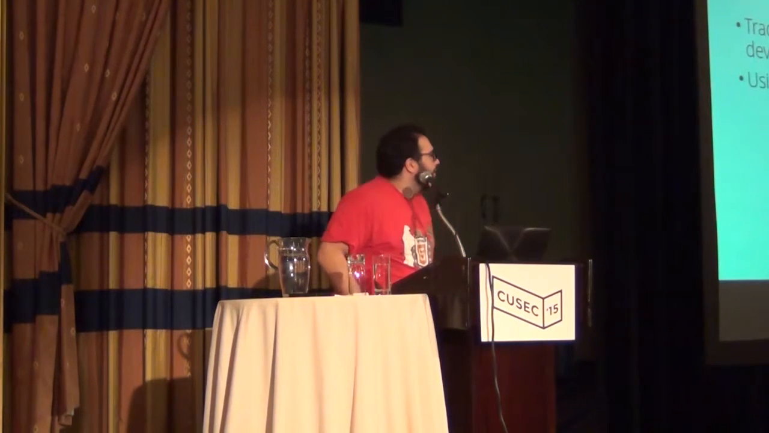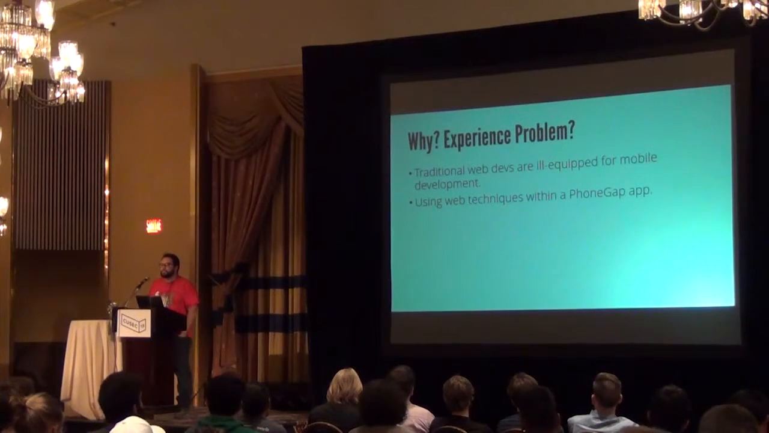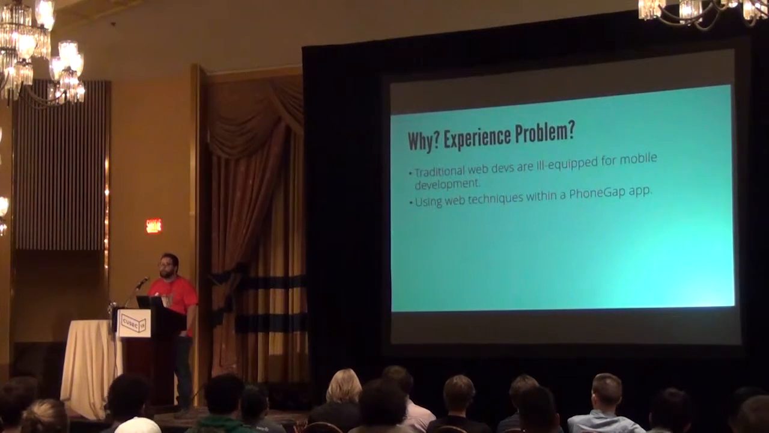So let's get to the meat of the talk. Why so slow? Is it really that the Cordova technology itself is slow, or is it just the way that we're using it? So typically, the folks that are using HTML5 to build mobile apps are people who are coming from the desktop, building web apps on the desktop.